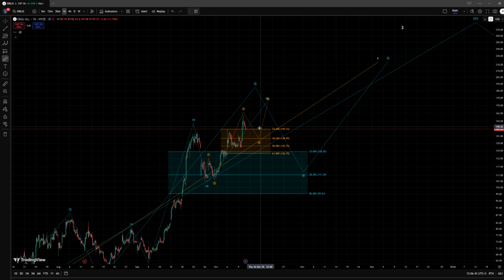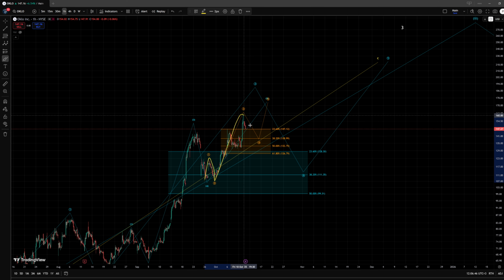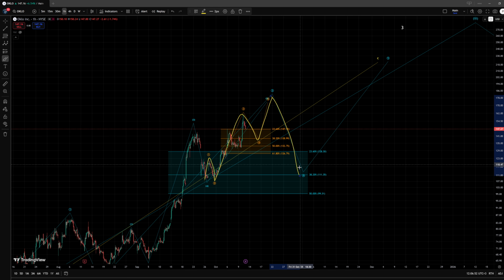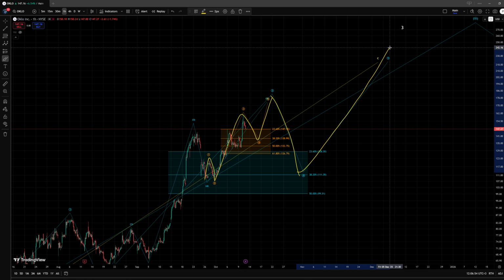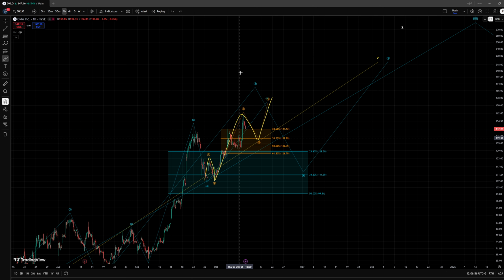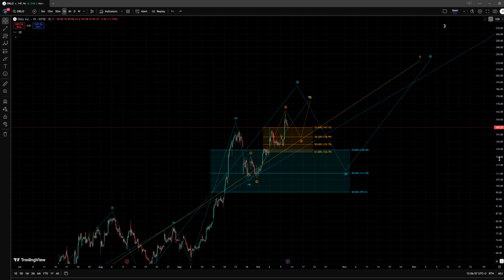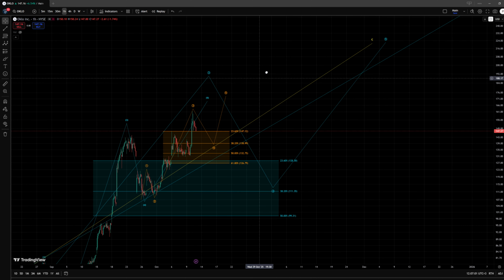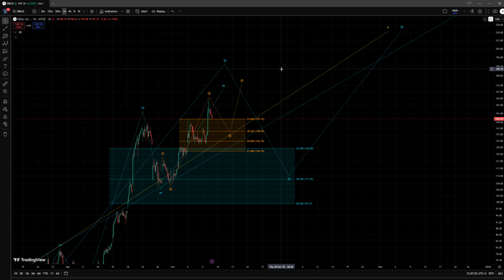Even if we follow the orange scenario in a 1, 2, 3, 4th, and the 5th, I would afterwards still be looking for a 4th wave correction in the blue scenario, and then another 5th wave to the upside to complete this pattern. Overall, there is a lot of potential still present on this chart, and for now, these are the levels. This is the trade setup.